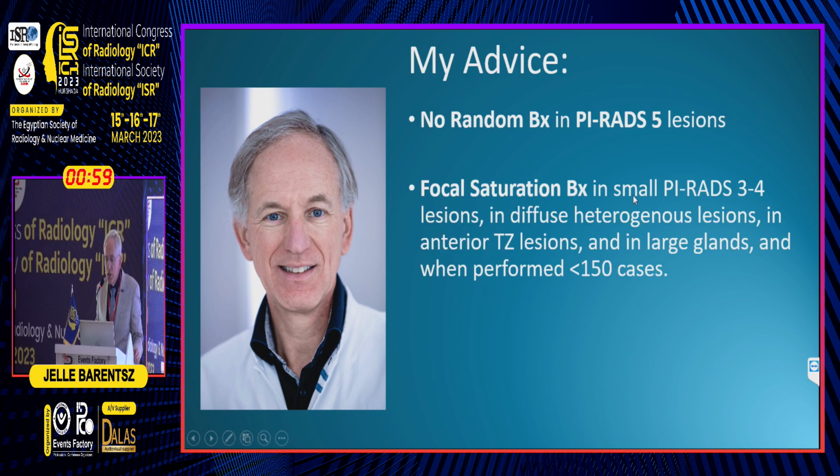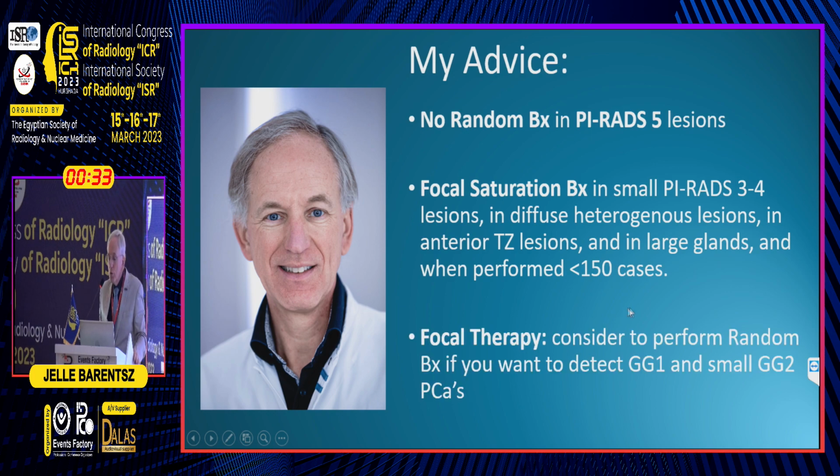Focal saturation in small PI-RADS 3 and 4. That means not just 2 or 3 needles, but 4 or 5 needles in the area of the tumor, which is small. These are small lesions, diffuse, heterogeneous, anteriorly located or in large glands. Or when you are not an expert, stick in more needles, because you will have a biopsy error.